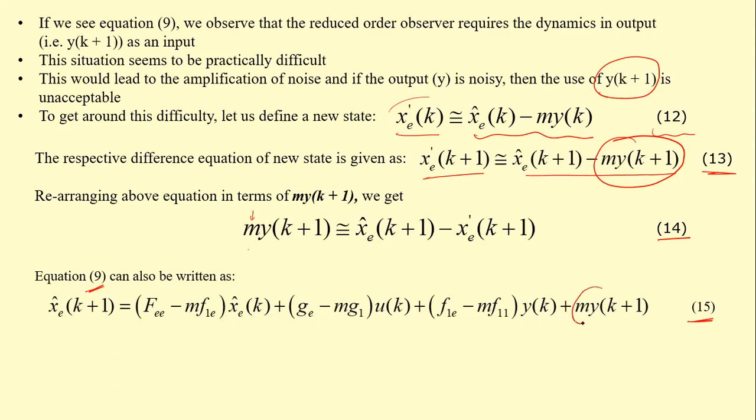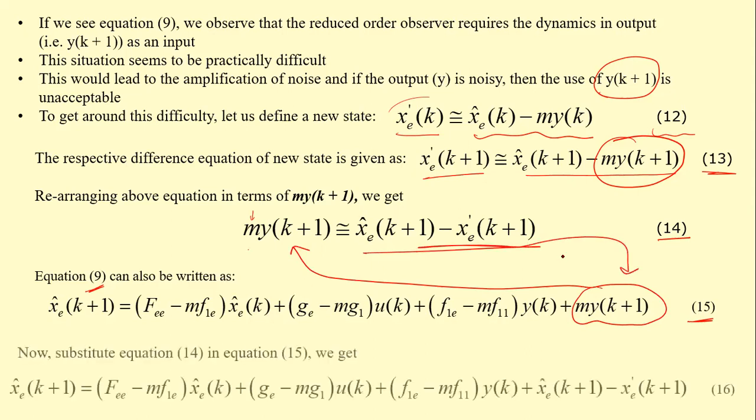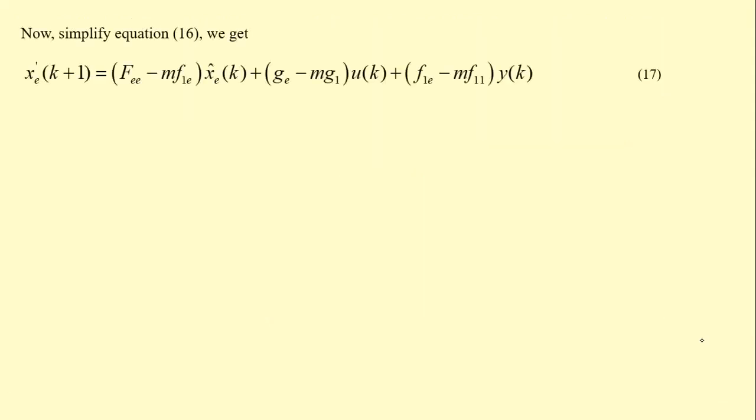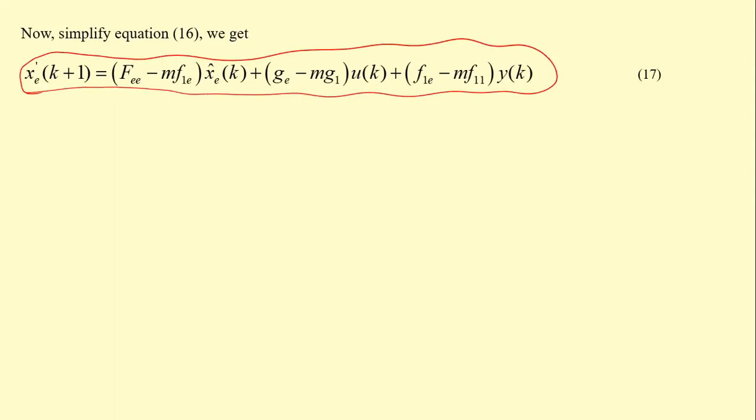If you see here, we have M y(k+1), so we can replace this with this equation, right? When we replace it, we get this one. You can see that these two terms cancel out. We can rearrange and simplify this equation, which is equation number 16. When we do so, we get a new equation which does not have the dynamics in the output. So our dynamics in the output are now eliminated. It is better to eliminate dynamics in the response because it is a practically unacceptable situation.